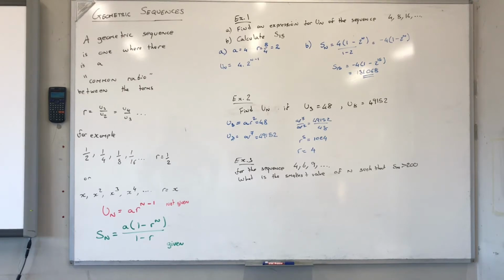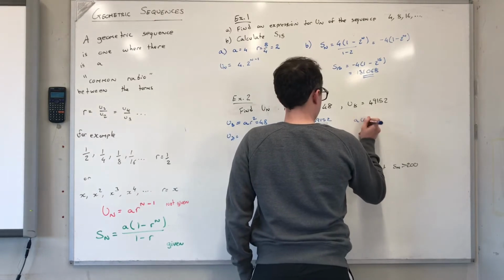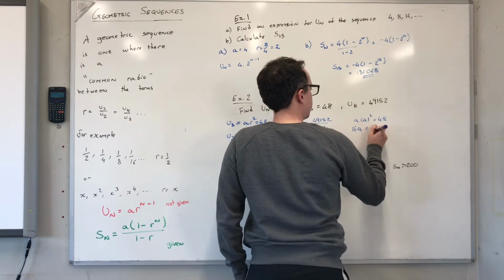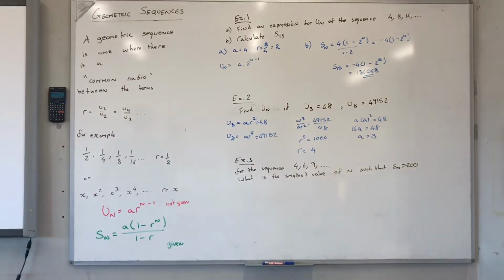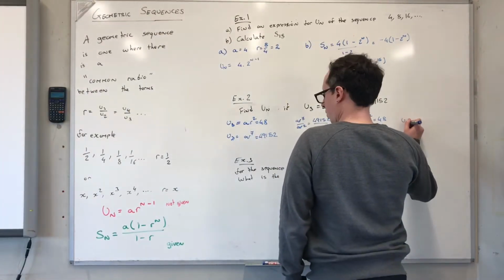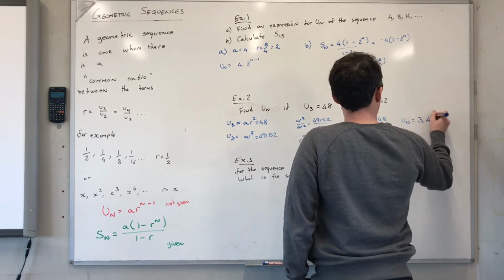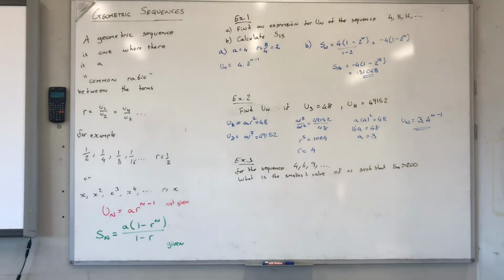Now all I need to do is calculate a. That gives me a equal to 3 by substituting r into any of the equations that we've got from the first half of the question, and then I can just state un: 3 times 4 to the power n minus 1.